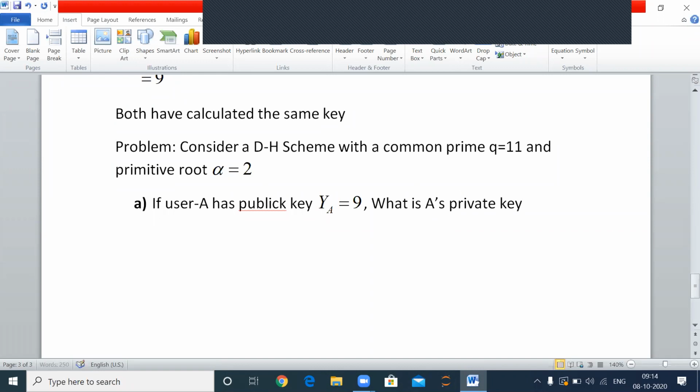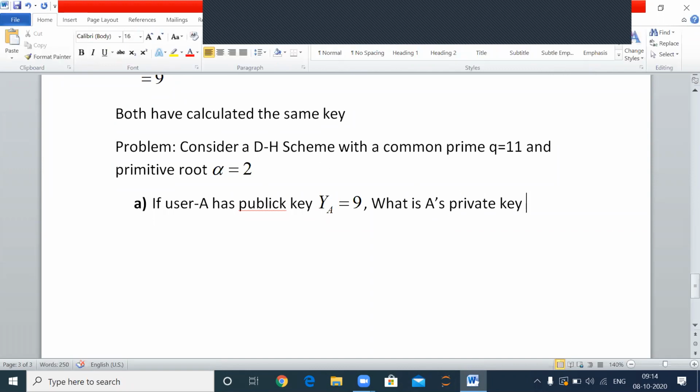What is A's private key? Here, the private key denoted for user A is XA. What is A's private key? That is what we have to calculate.